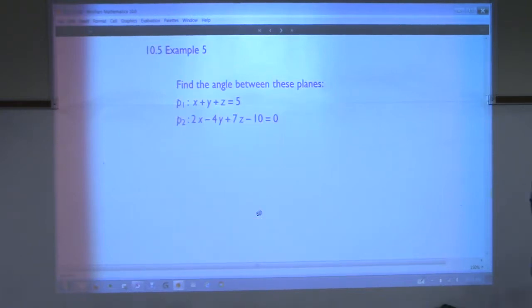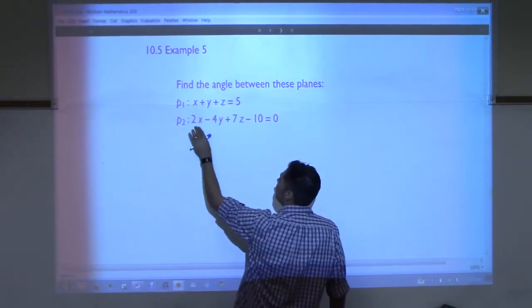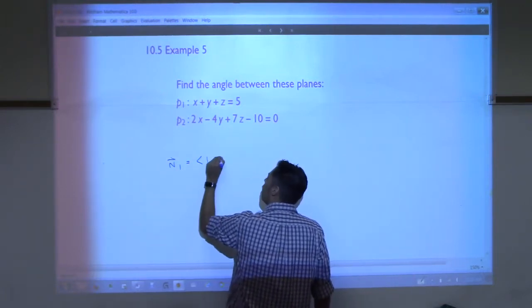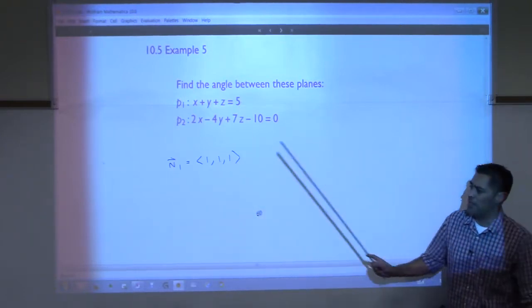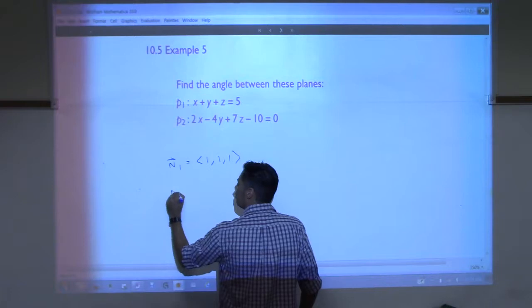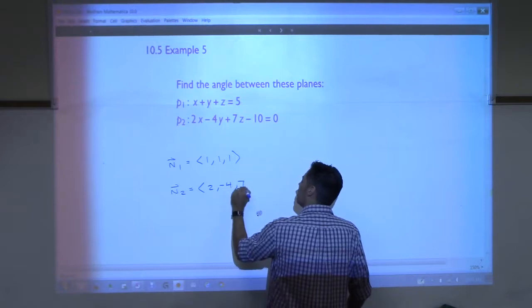So let's find the angle between these two planes. So what do you need in order to do this? I need to figure out what the normal vector is for each of those planes. So this is plane 1, plane 2. Here's the plane equation that I'm giving you. What's the normal vector of plane 1? 1, 1, 1. Now you're getting that from where? The coefficients of x, y, and z. Coefficients of 1, 1, and 1. And then what's the normal vector for plane 2? I'll call it n sub 2. 2, negative 4, 7? Okay.